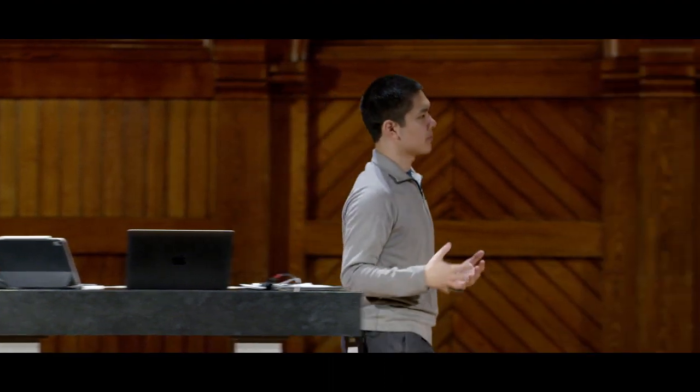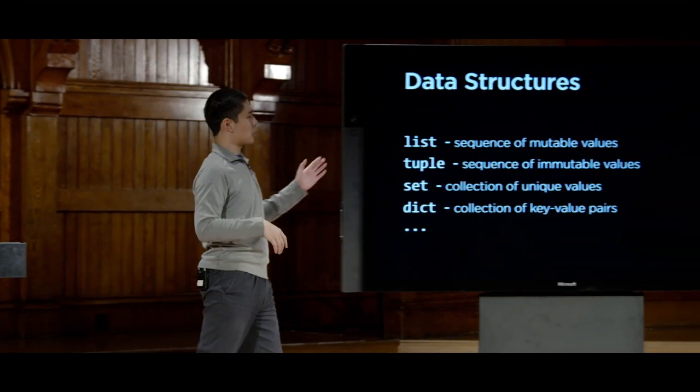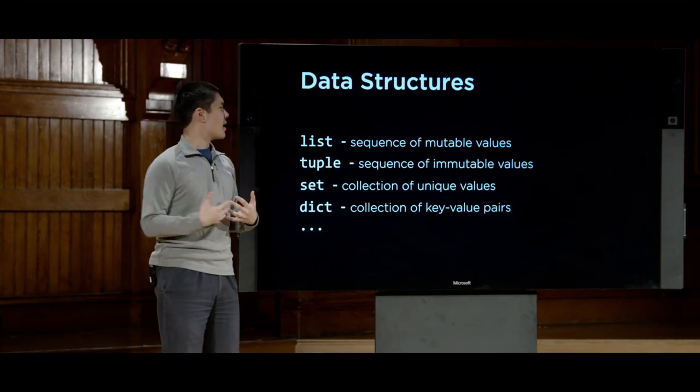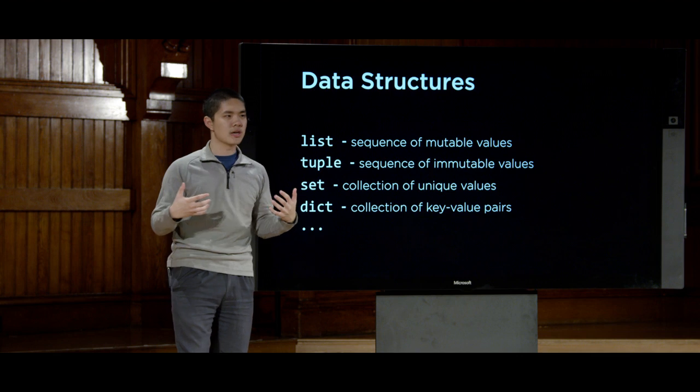So there are a number of different types of these various different sequences. And some of those sequences we'll take a look at are these data structures here. So list, for example, is a sequence of mutable values, which we took a look at. And mutable just meaning we can change the elements in the list.